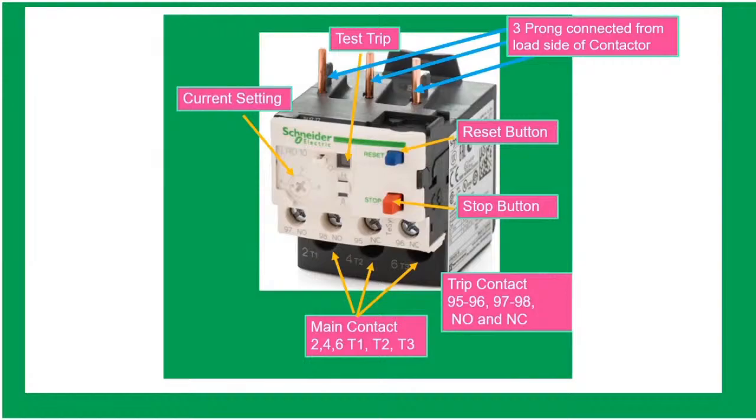Parts of an overload relay: current setting. To set the current setting of the motor, you need to know the full load current and multiply it by 1.25, or 125%. Stop button, used to stop the motor. Reset button, a manual reset that should be done after the motor has tripped.